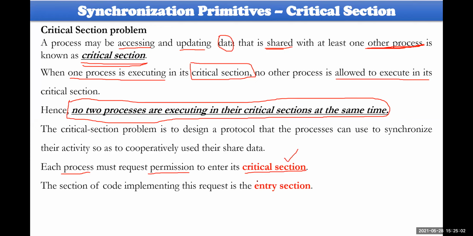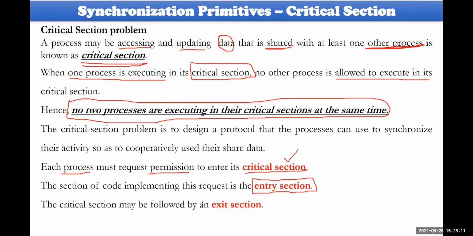Practically, they will be written before going to the critical section. It must be done with the entry section. After the entry section, the critical section must be there. After the entry section, the critical section will be executed. After the critical section, the exit section will be there.